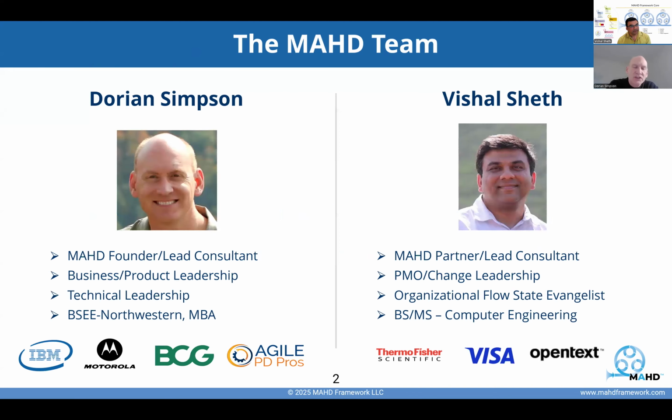So let's introduce ourselves a little bit. I'm Dorian Simpson. I'm the founder of the MAHD framework, one of the lead consultants. I have had experience in business and product management and business leadership. Throughout my experience, as Agile became more popular and understood, I just discovered that it's a better way. It's been my focus in really helping companies do that for hardware, and a lot of companies really struggle with that. That's what led me to be with you here today.